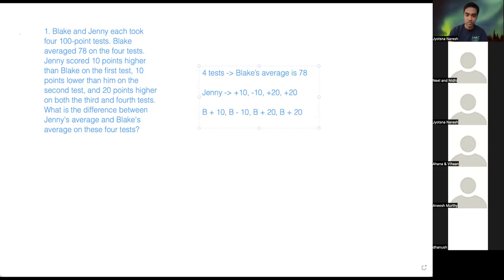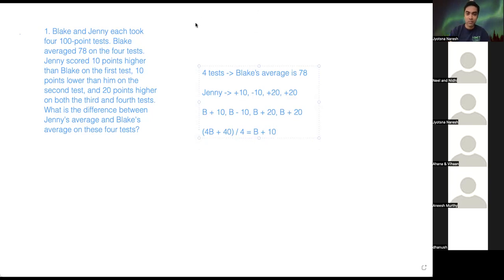And basically, after that, I added all of them together and I got 4B plus 40. And if you divide that number by 4, you'll get B plus 10, which means that on average, every test that Jenny scored was 10 points higher than how much Blake scored. Good. Yep. So that is correct. So the average of Jenny's is 10 points higher than Blake's.